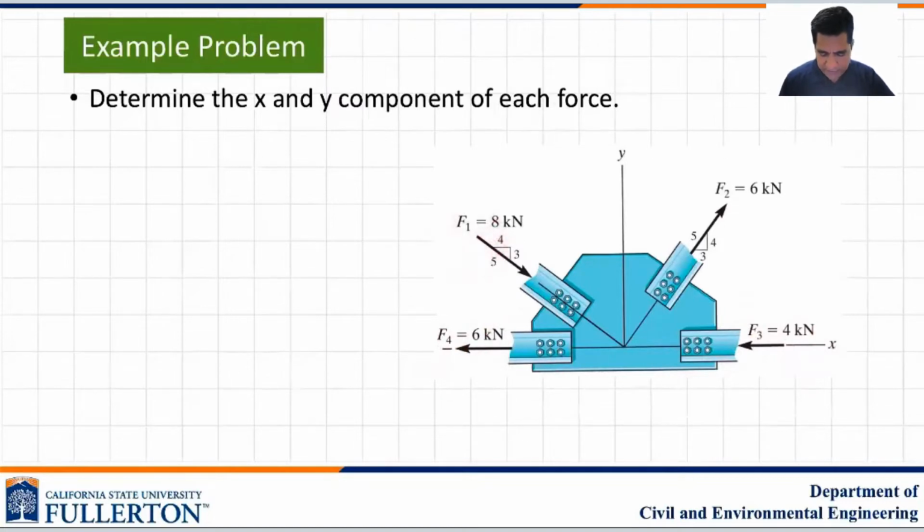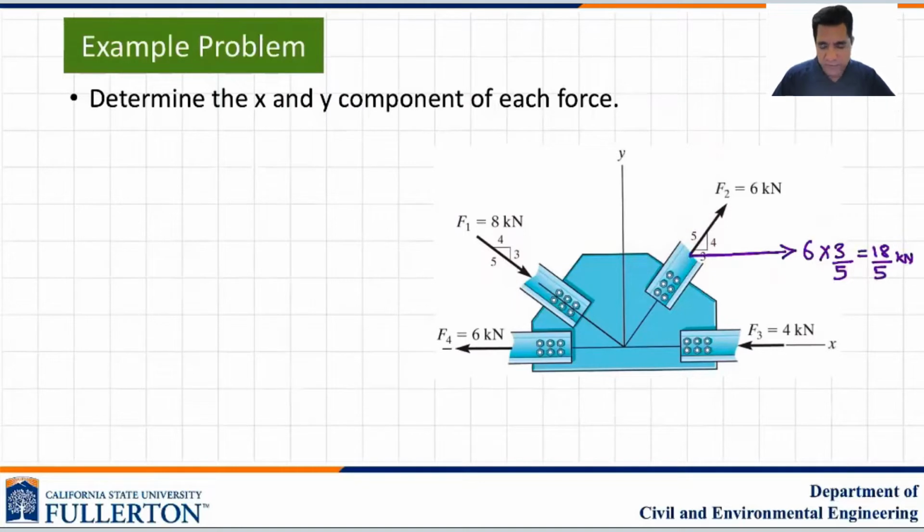So what it really means is the F1 force, 8 kilonewton, is acting along this line. The 3/5 of this component would act along the vertical direction. In this case, that would be negative y, right? And 4/5 will act like this. It will be the horizontal component. Same thing for F2. 3/5 component would act horizontally, whereas the 4/5 component is going to act vertically at this point.